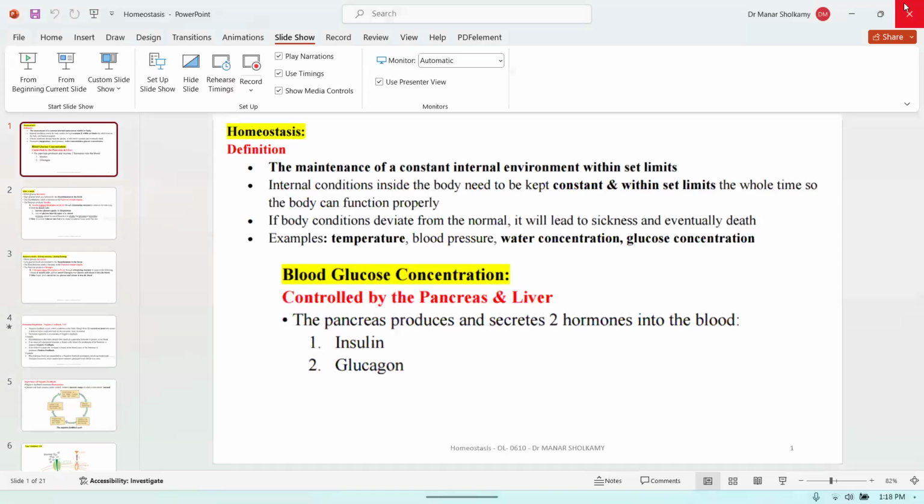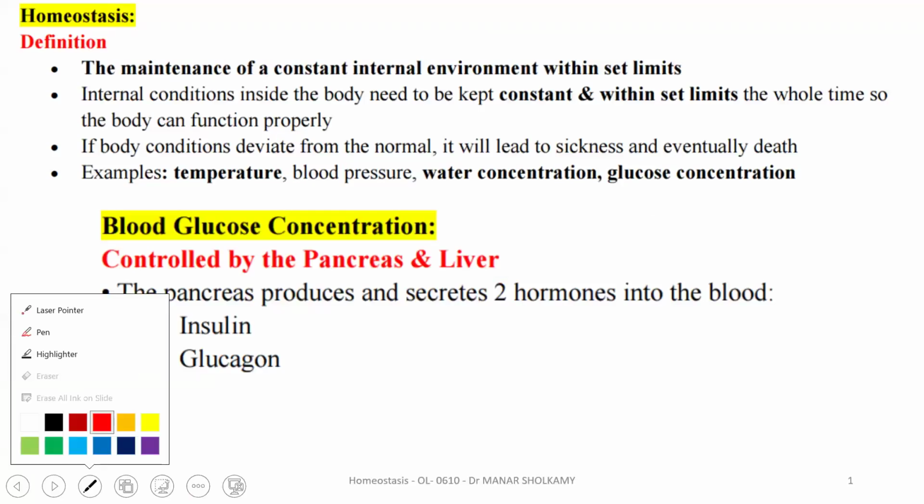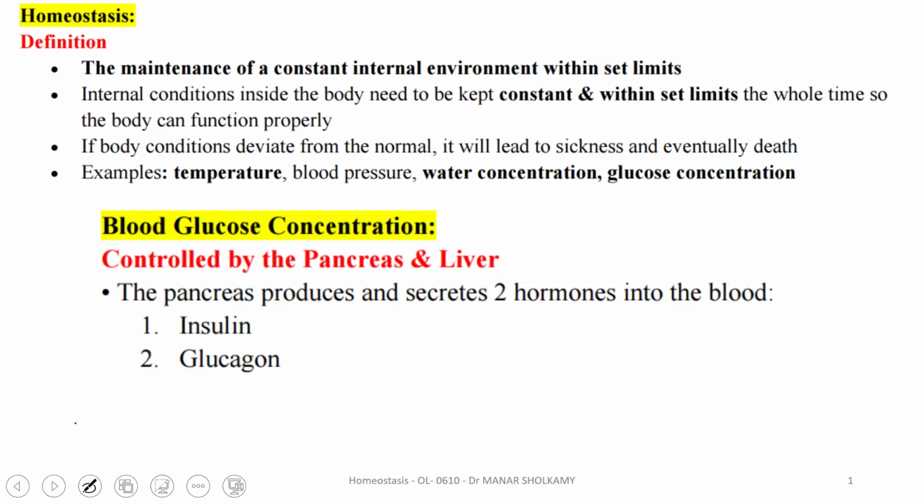Let me use my PowerPoint so I don't rush. So let's take it step by step, because understanding is key for you to study anything. Homeostasis, number one, the definition is very important. Number two, the blood glucose concentration. I think now it's clear. It's controlled by the pancreas and the liver. There is a nice essay question in paper 4 that asks you, explain how the pancreas and the liver work together to control glucose levels.